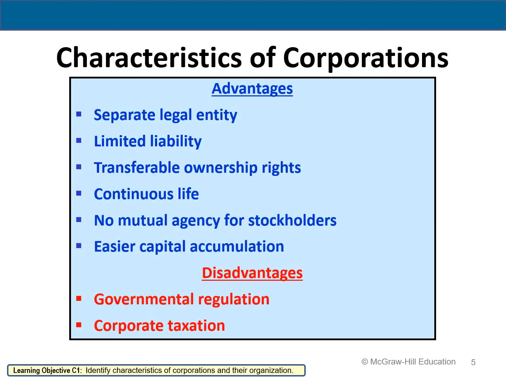All right. So corporations represent an important type of organization. Their unique characteristics have disadvantages and advantages listed here. Advantages are that they're a separate legal entity. They have limited liability. You can transfer ownership rights. They have, or are presumed to have, a continuous life. There's no mutual agency for stockholders, and easy capital accumulation. Some of the disadvantages are they're subject to governmental regulation and corporate taxation.